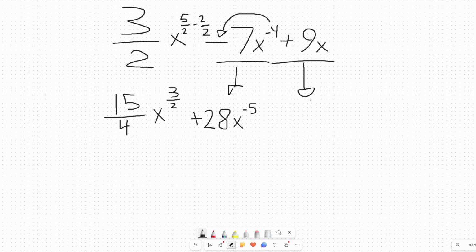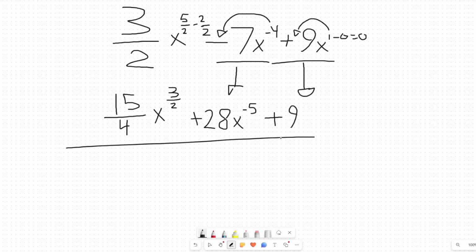So you can see 9x is pretty much 9x to the 1, all right? You don't include the 1, but it's there. So when you bring this down, 1 times 9 is still 9. But now 1 minus 0 is 0. So now we have x to the 0. So what that means is you just don't write the x anymore. There's no more x. So the final answer is this.